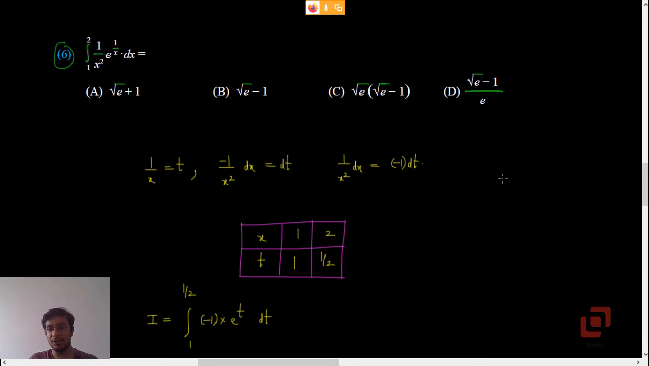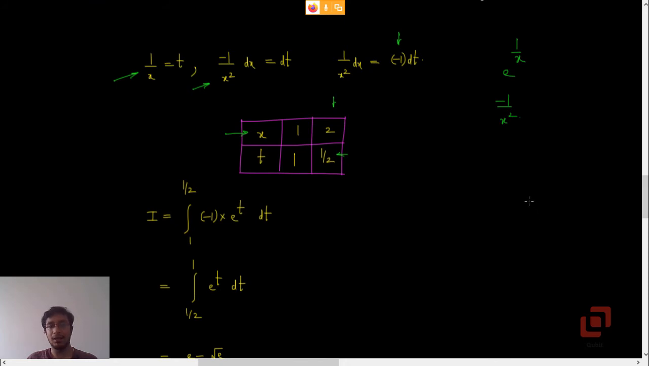Clearly we have a composite function here, e to the power 1 upon x, and fortunately the variable part in the inner function's derivative, which is negative 1 over x squared, is present in the function. Correct? So we can substitute 1 upon x as t. Negative 1 upon x squared dx will be dt. So 1 upon x squared dx will be negative 1 into dt. Then comes the question of limits. Limits on x are 1 and 2. Now what is t? T is 1 upon x. So when x is 2, t will be 1 by 2. When x is 1, t will be 1.